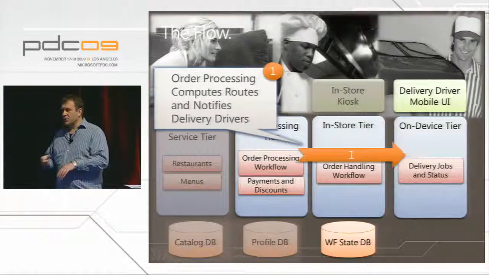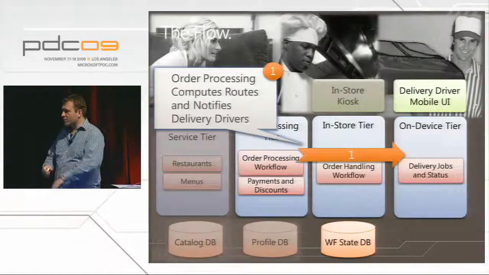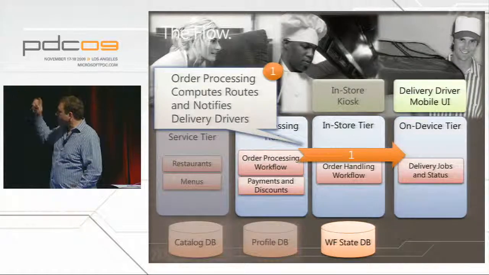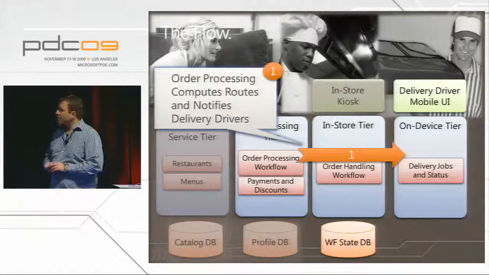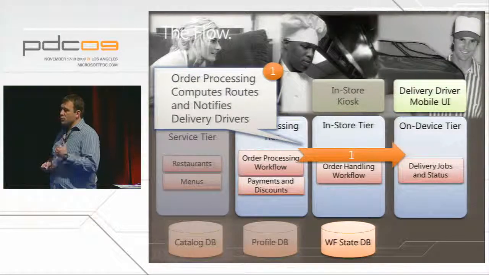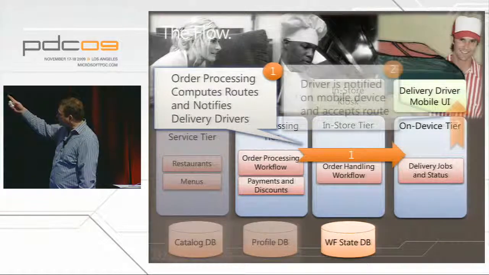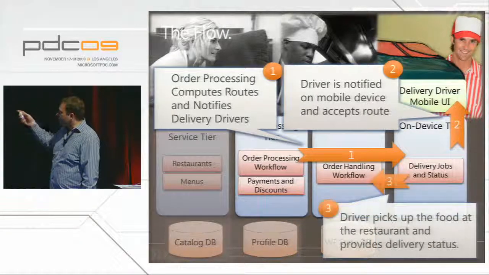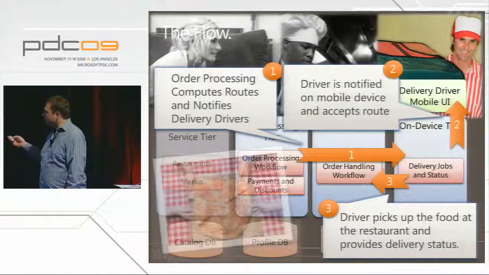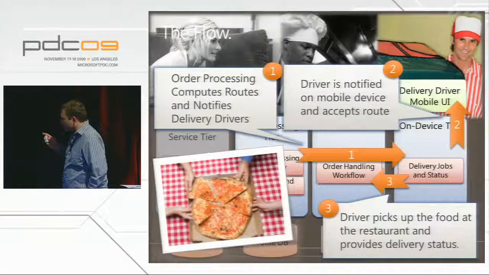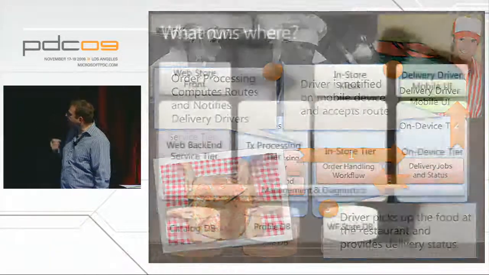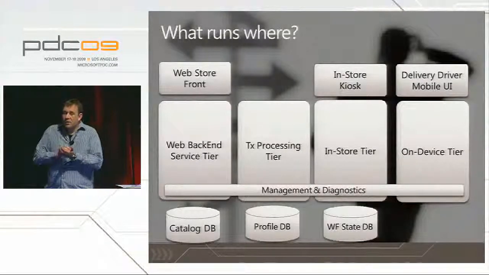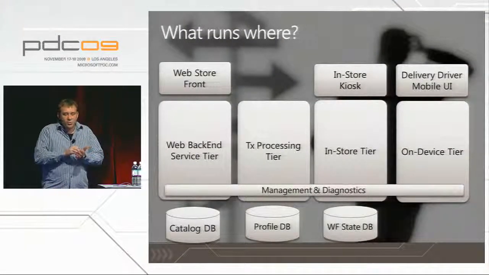or in a convenient place, probably on their arm, in their watch, whatever, to know where they need to go, where they need to pick things up, and when they need to bring things. Then he accepts the route, picks up the food at the restaurant, and finally delivers the food or the pizza. So in that scenario, what really runs where?